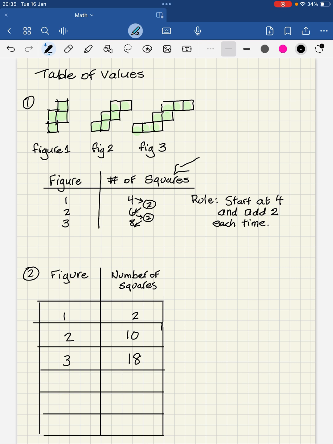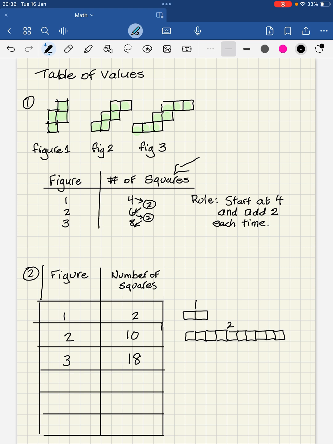Okay, for question 2, they've made the pattern already. We have to extend the number pattern. Okay, so in the figure side, it just tells you what figure number you're at. So the first figure, there's 2 squares, right? So we can imagine if it was like this, right? In the second figure, it would be 10. 1, 2, 3, 4, 5, 6, 7, 8, 9, 10, etc. Right? So this is figure 1, this is figure 2, and then it would go on to 18.